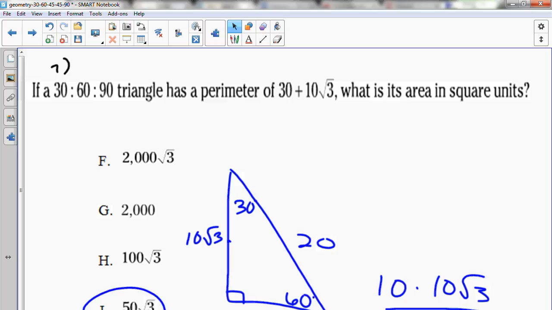Doesn't it make you feel good when you get the answer and you actually see it as a choice? You feel like you got it right. Oh man, I got this one. Then you work it out and that's not a choice. You're like, oh crap, I'm screwed.